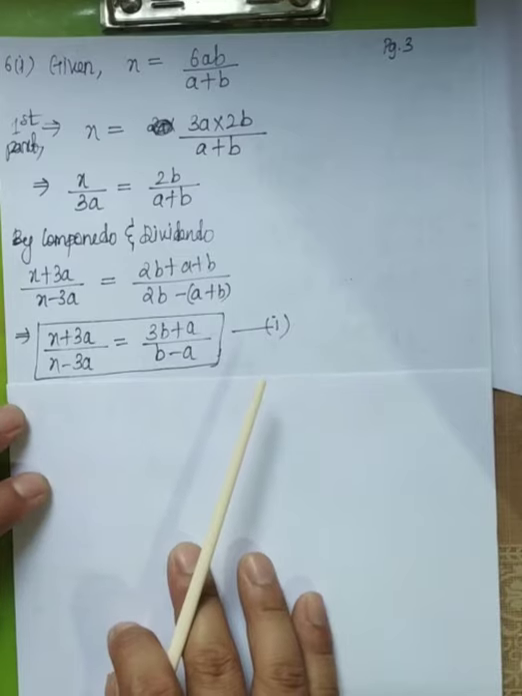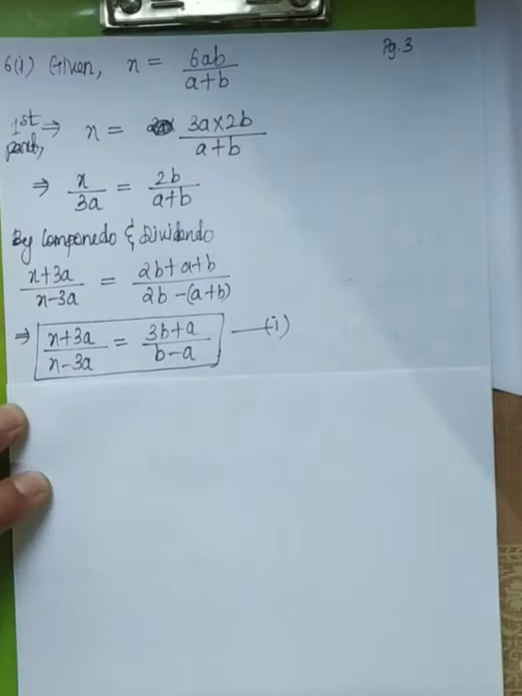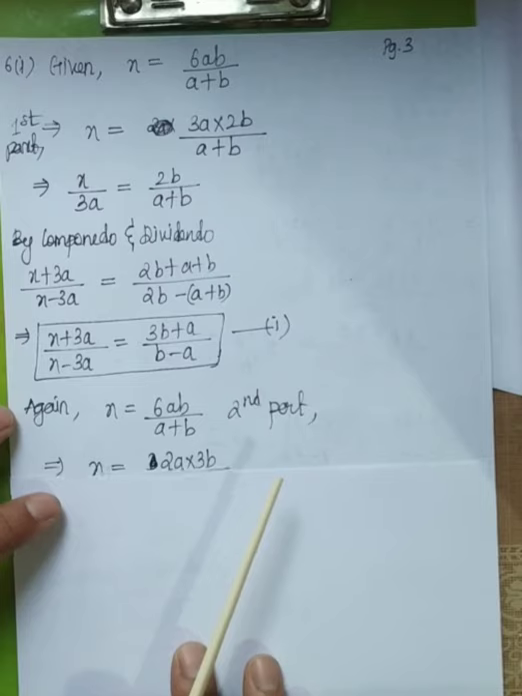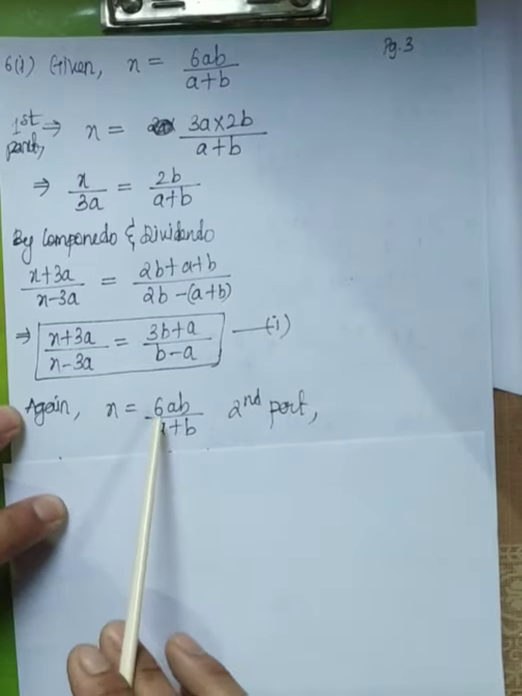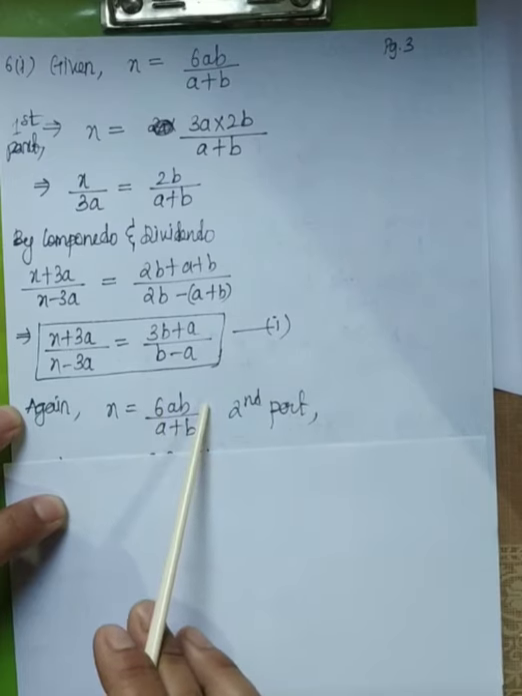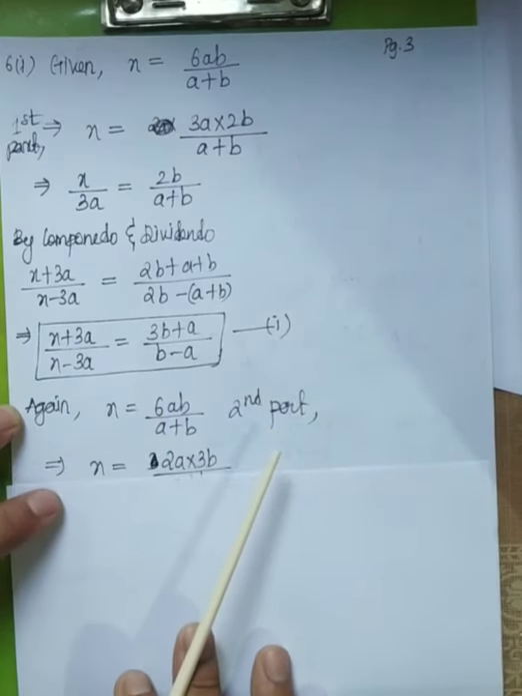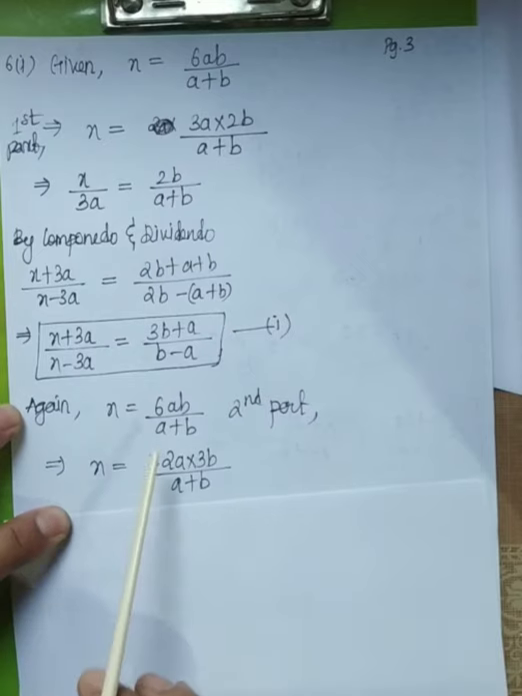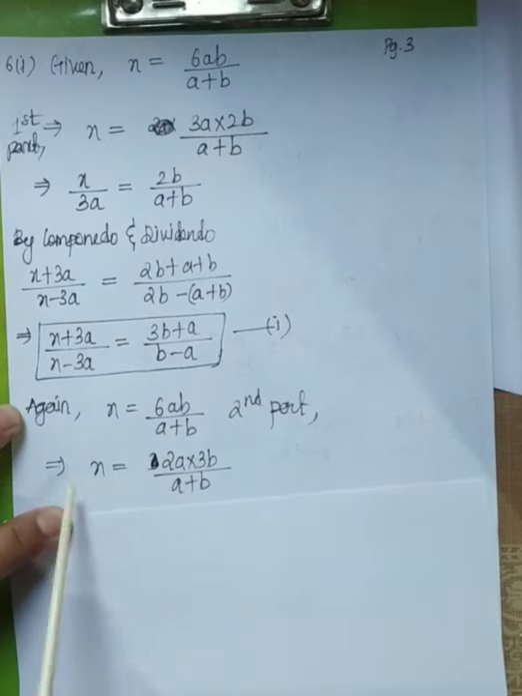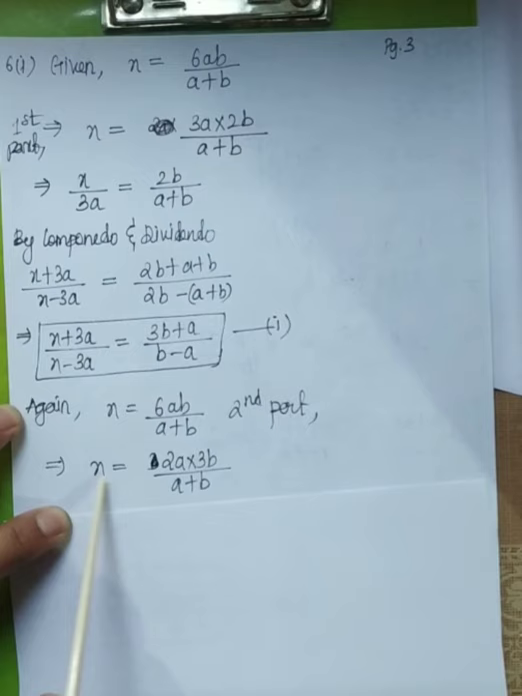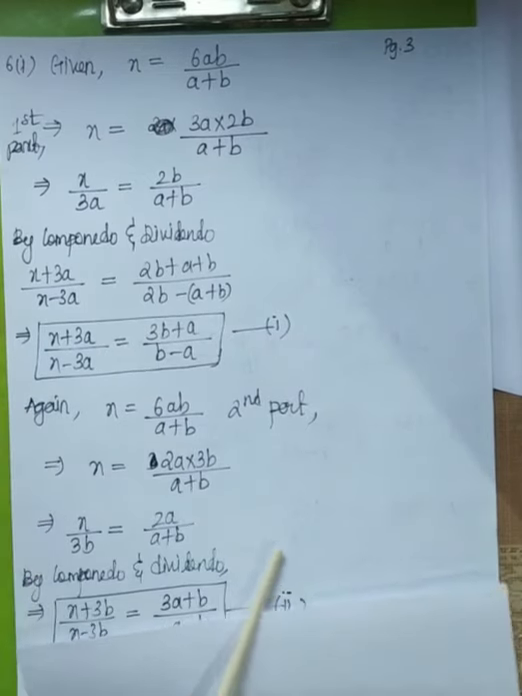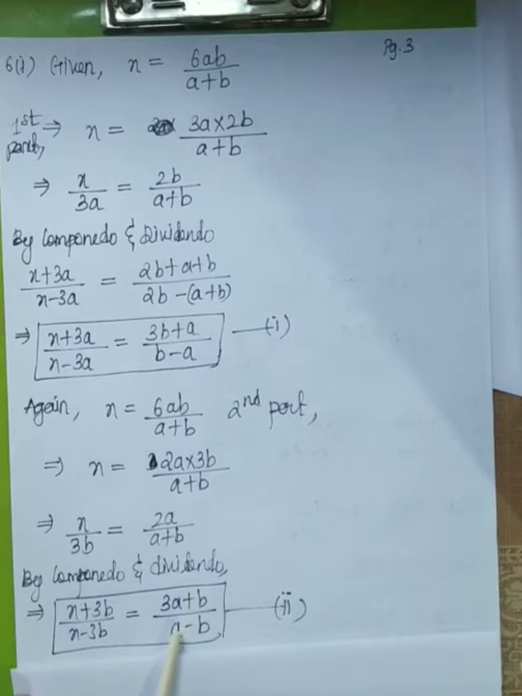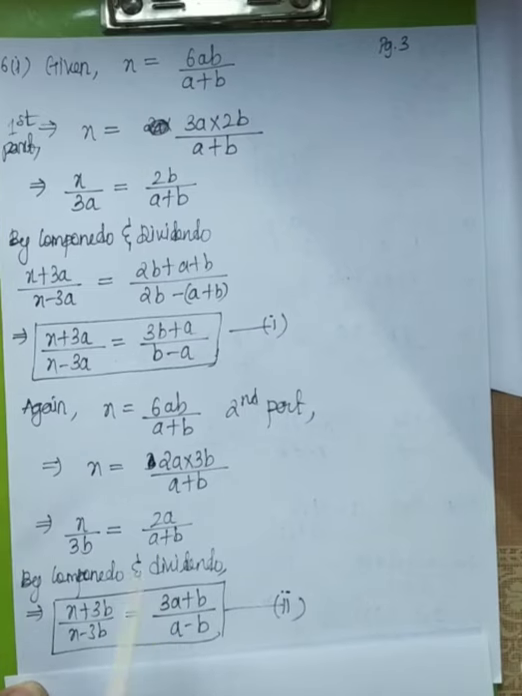Now I move to part 2. Again x equals this, but I need 3b now. So yes, x is equal to the same thing. This is the second part. I can still write 6ab as 2a into 3b. Same thing, no? Now bring this 3b into the denominator on the left hand side: x by 3b, and use componendo dividendo. Like this, and use componendo dividendo. By using componendo and dividendo, you will be getting this. This is equation number 1.